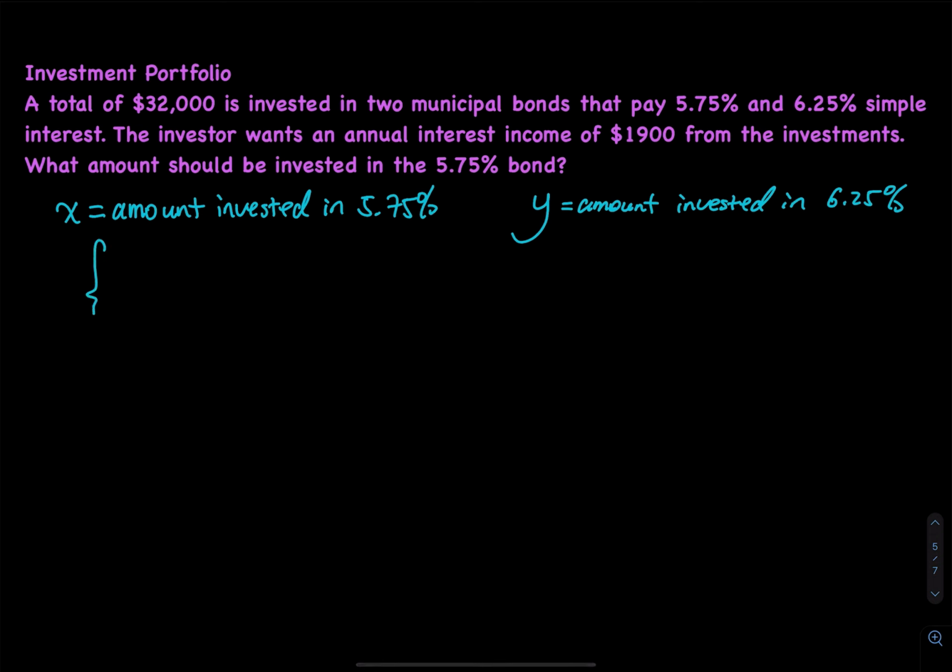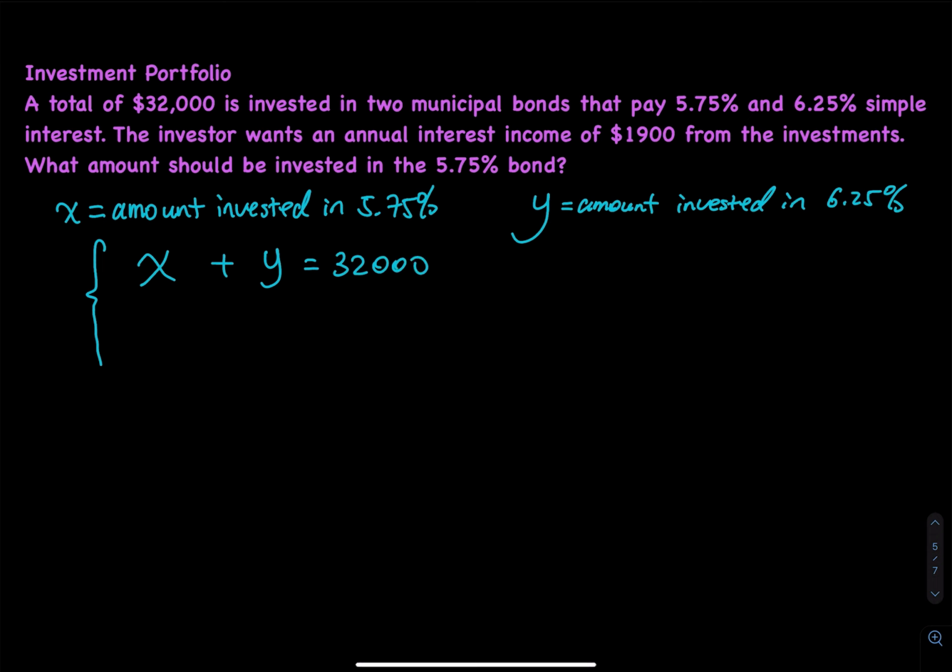All right, okay, let's set up our system. What is the first equation? The first equation has to represent the total investment, which is the first plus the second, equals $32,000. So the amount you invested in the first one plus the second one equals $32,000.